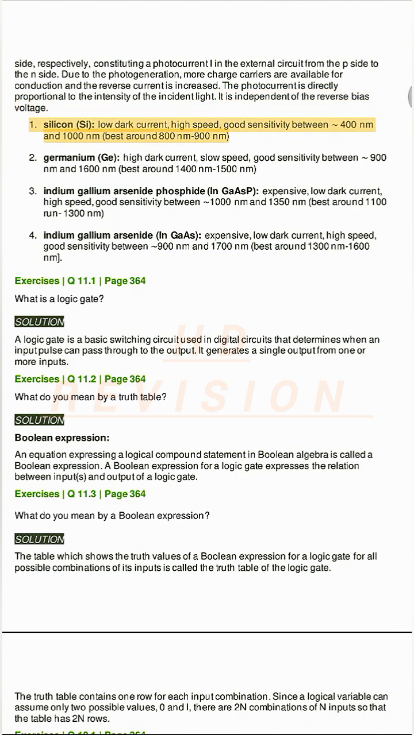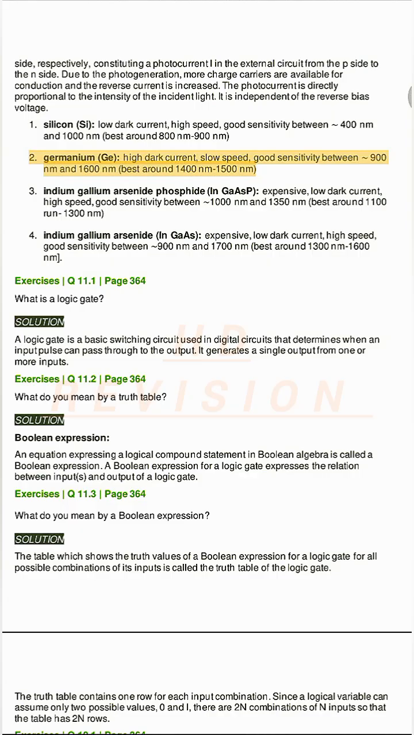1. Silicon, Si: low dark current, high speed, good sensitivity between 400 nanometers and 1000 nanometers, best around 800 nanometers to 900 nanometers. 2. Germanium, Ge: high dark current, slow speed, good sensitivity between 900 nanometers and 1600 nanometers, best around 1400 nm to 1500 nm.